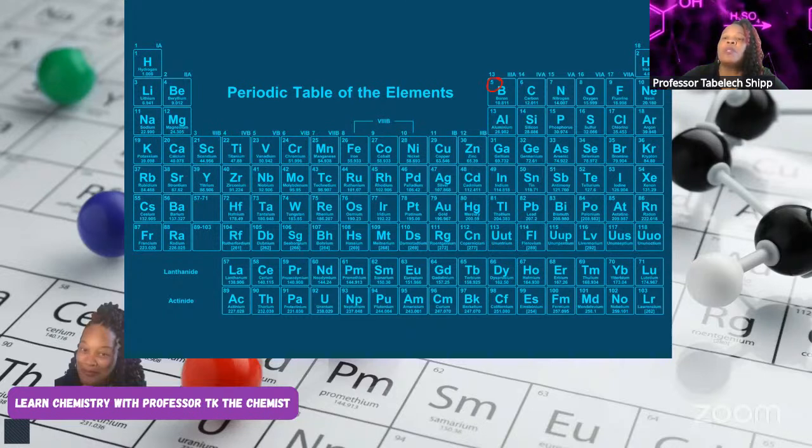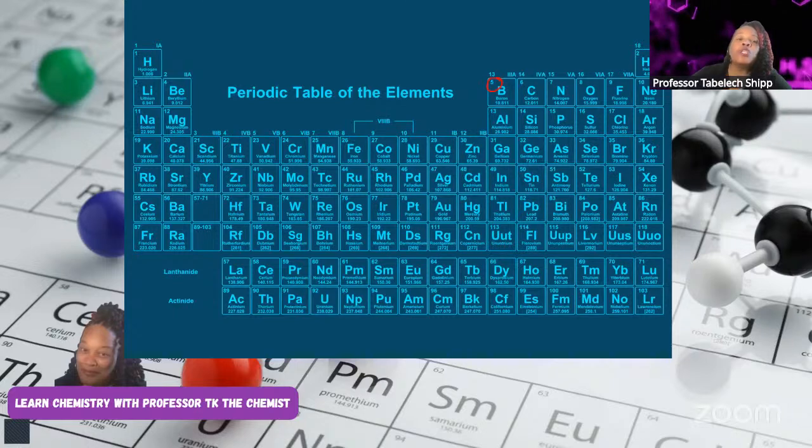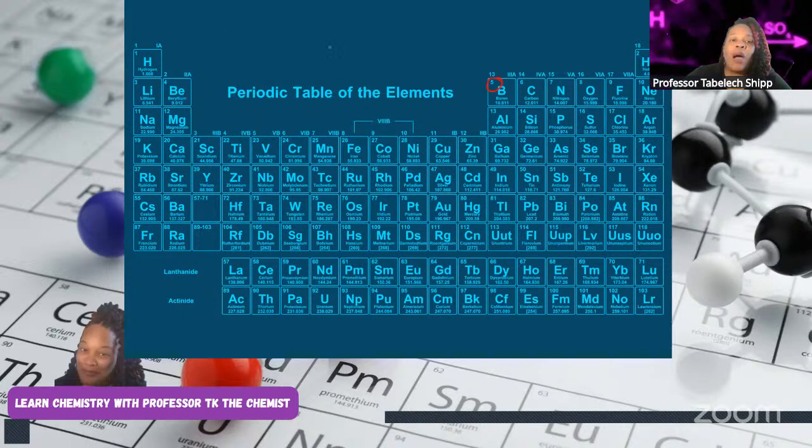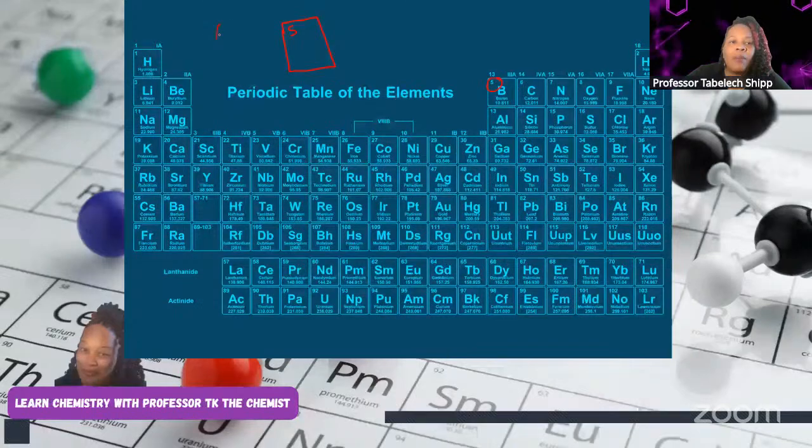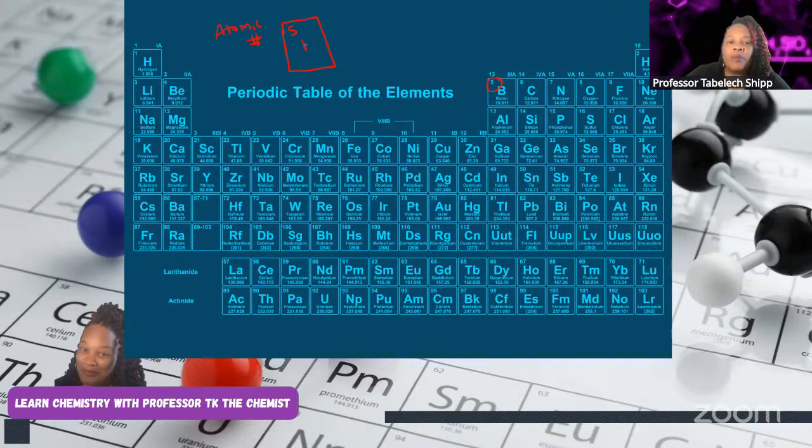So again, when it comes to looking at your periodic table, you want to know that the number in the upper left-hand corner is called your atomic number. So again, I will make a little example of this so you all can see that here. We'll go back to boron. So that's the atomic number. And then, of course, the chemical symbol. And then the chemical name is boron. And then the number that you see at the very bottom with the decimals, 10.811, that is the atomic mass number.